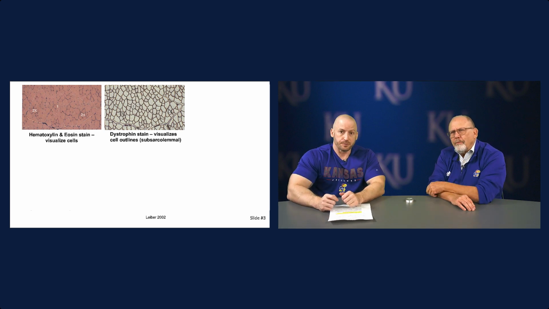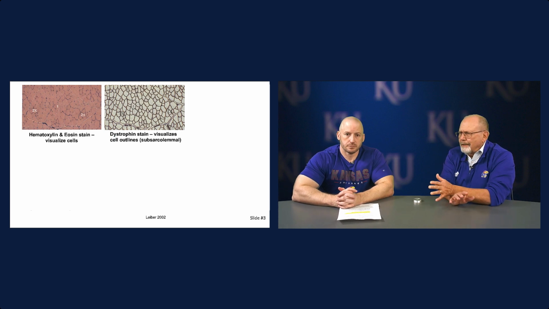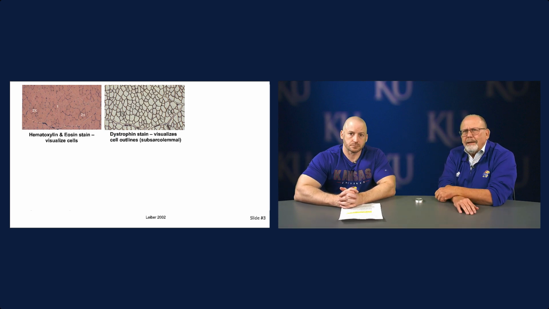Well, I was just going to make one more comment on the dystrophin stain. It says subsarcolemma. Sarco refers to muscle or flesh. If you study cell biology or any general biology class, the plasma lemma is the cell membrane. Well, the sarcolemma is a muscle cell membrane. So it's just inside the membrane of the cell.